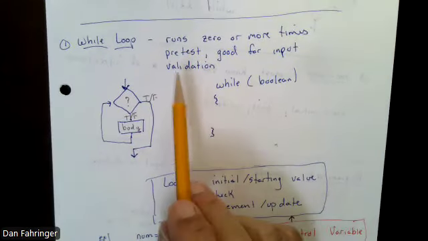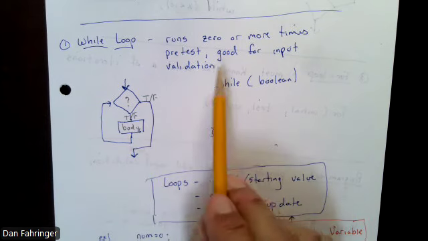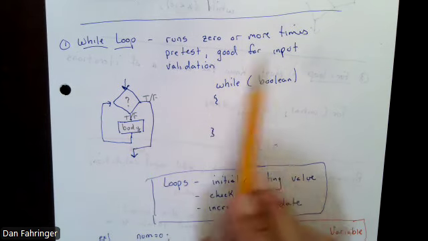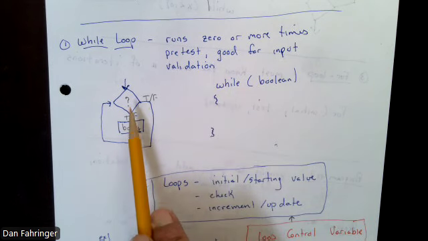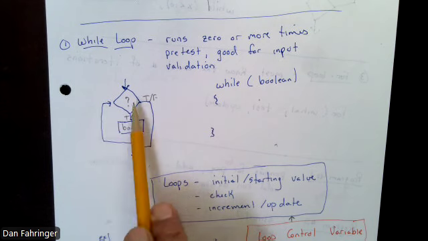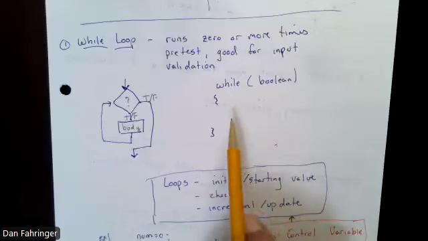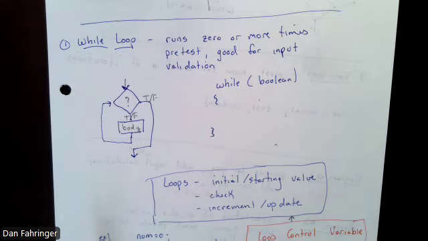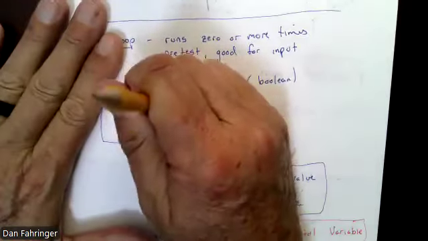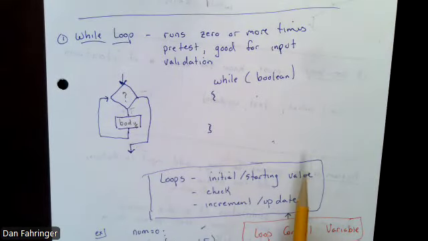It has what's called a pretest. It tests before it gets into the body. This is good for input validation. I can check the number: is it a negative? Please get a new number, and go back up and keep going until we get a good number. Input validation. While, left brace, right brace, a Boolean statement. Again, you already know, 8-point question on your test: relational and logical operators.